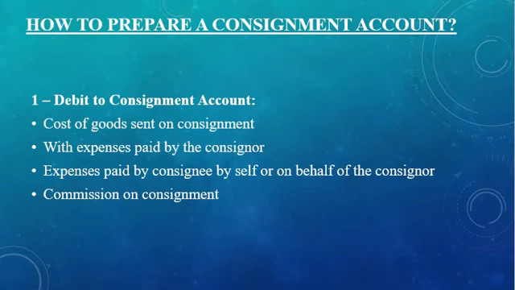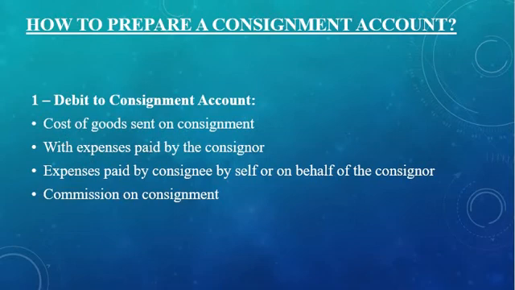Now every account has two sides, one is the debit and next is the credit. So in the debit side of consignment, what do you debit? Cost of goods sold, that is cost of goods sent on consignment. Any expenses which are made while sending the goods on consignment are debited. Next, expenses paid by the consigner, any expenses made by the consigner on the goods, are also debited.